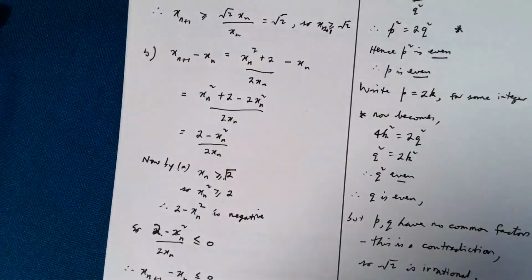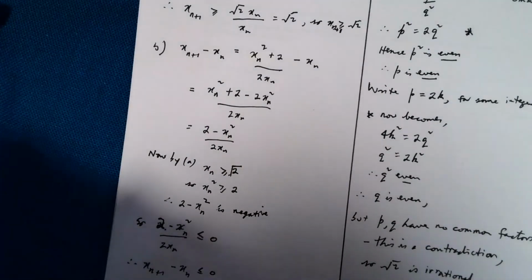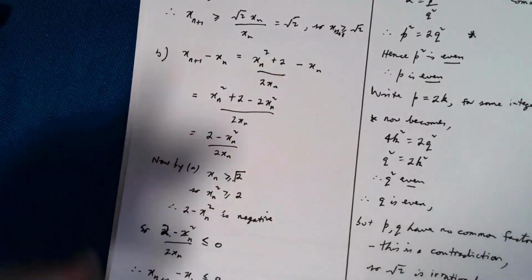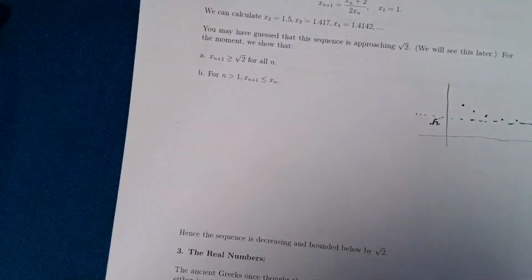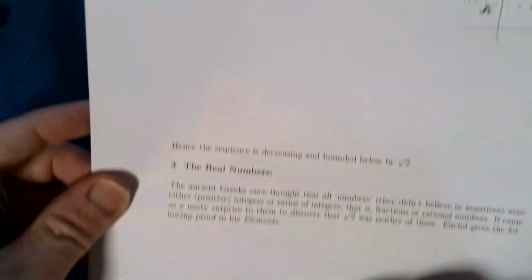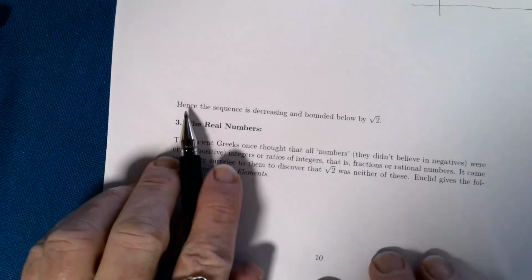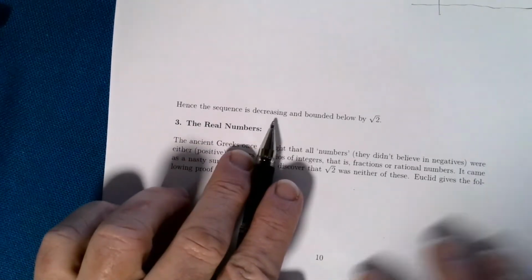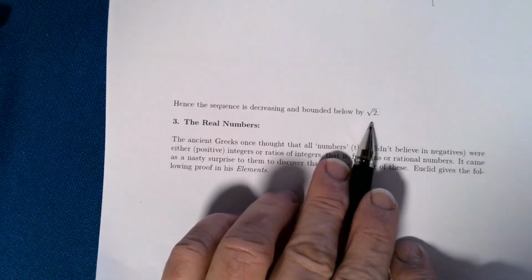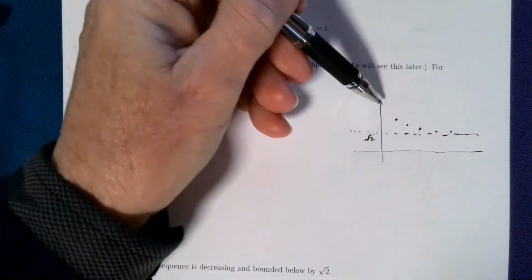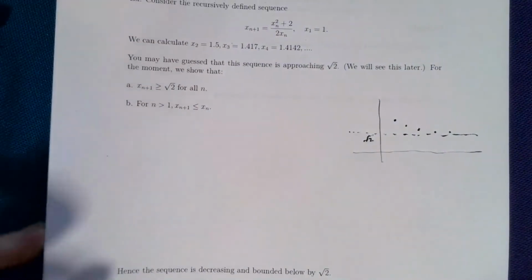Well, we'll see some more of these in the tutorials, and again we'll look at these later when we look at more of these ideas in the next chapter. Just to finish that last example, hence the sequence is decreasing, and it's bounded below, is the word we're going to use, by root 2. That is, the terms are getting smaller, and it's bounded below by root 2. And that's all we can say at this point.